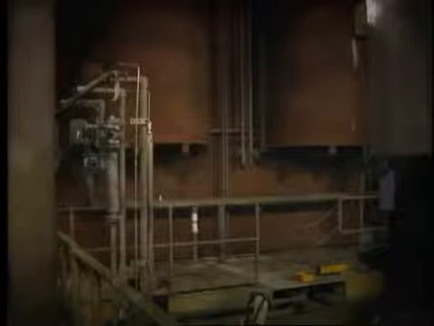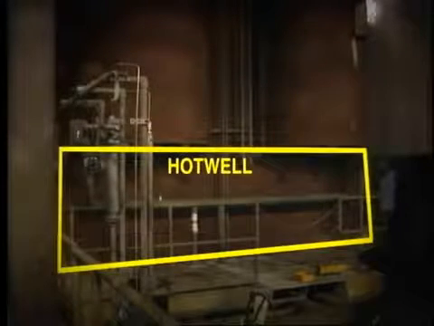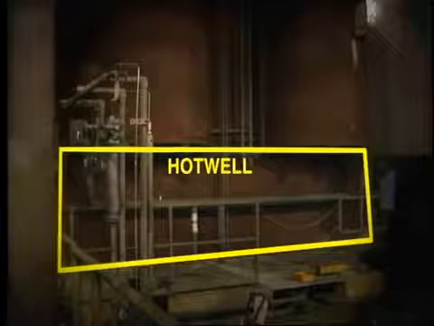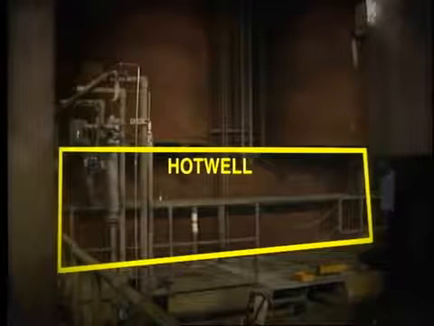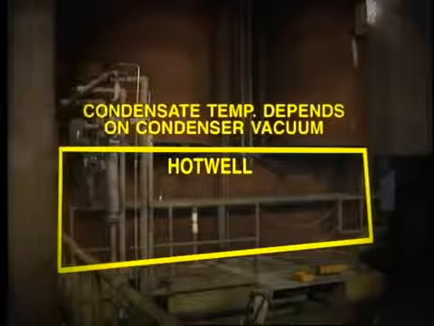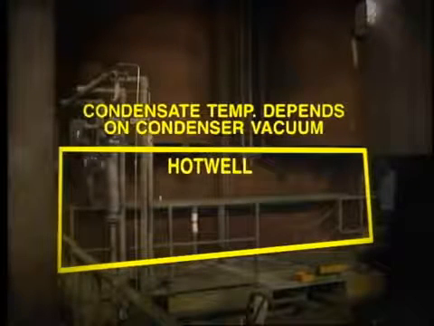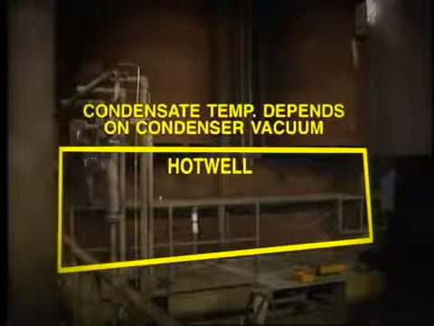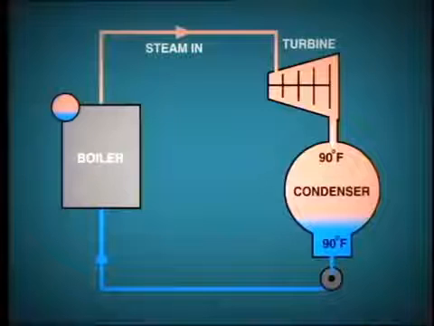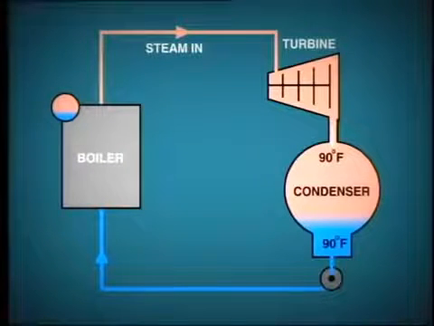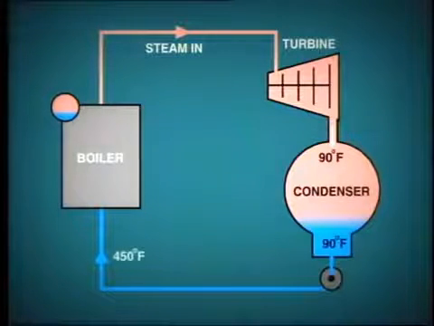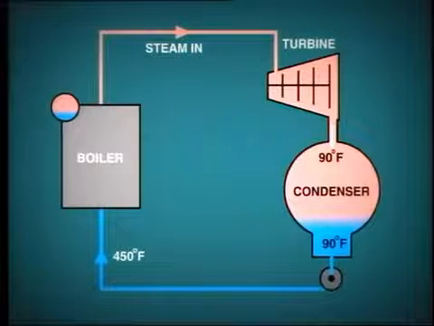The actual temperature of condensate in the hot well is probably within the range of 80 to 100 degrees Fahrenheit, depending upon the vacuum in the condenser, and this in turn is dependent upon other conditions such as cooling water temperature. By the time this condensate enters the boiler as feed water, the temperature will be in the region of 400 to 500 degrees Fahrenheit, thus requiring less heat to be added in the boiler.